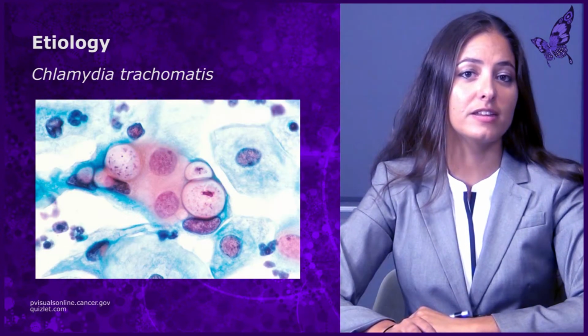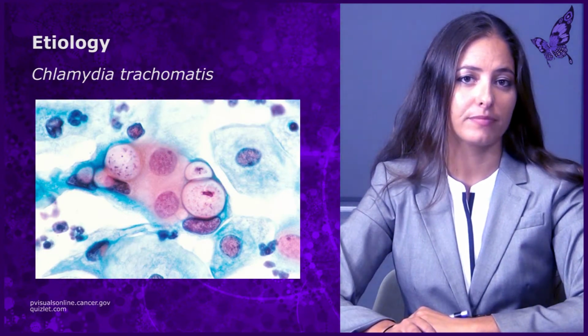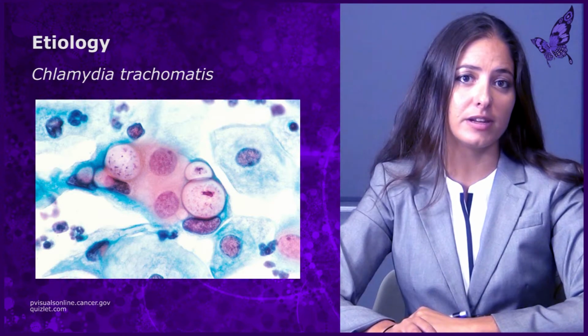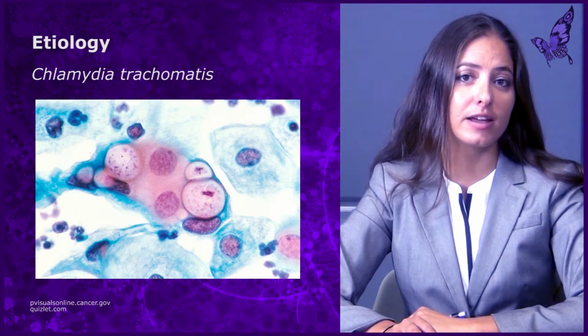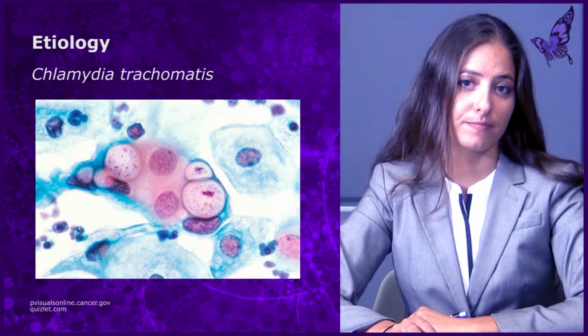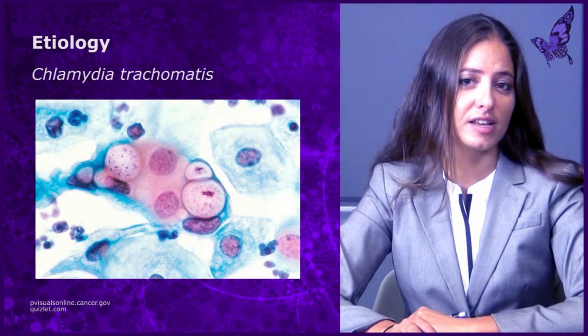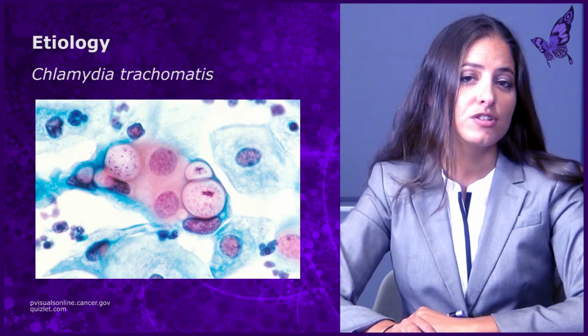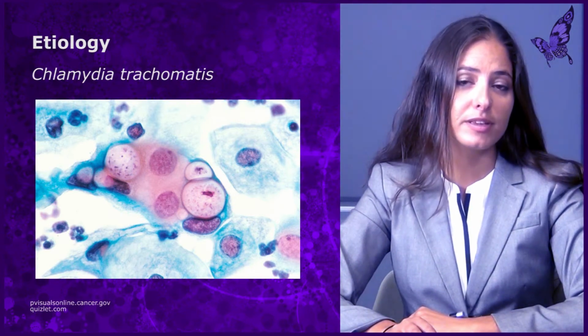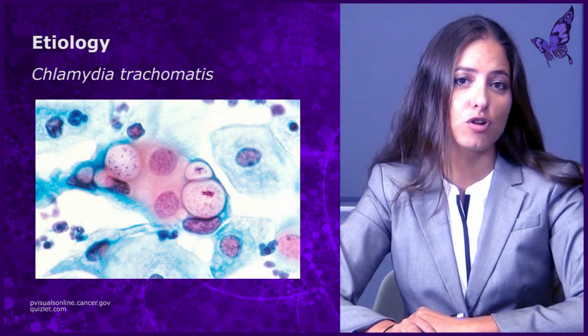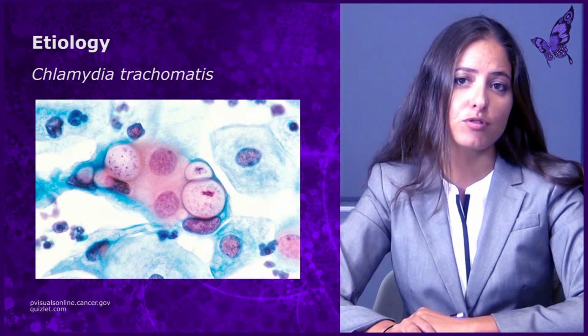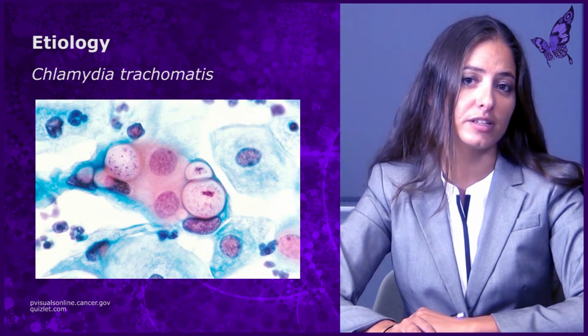We will begin with the etiology of trachoma. Trachoma is caused by Chlamydia trachomatis, a gram-negative anaerobic bacterium. Because it cannot synthesize its own ATP, Chlamydia trachomatis is an obligate intracellular organism. It has cytological tropism for columnar cells of the endocervical, urethral, and conjunctival epithelia.